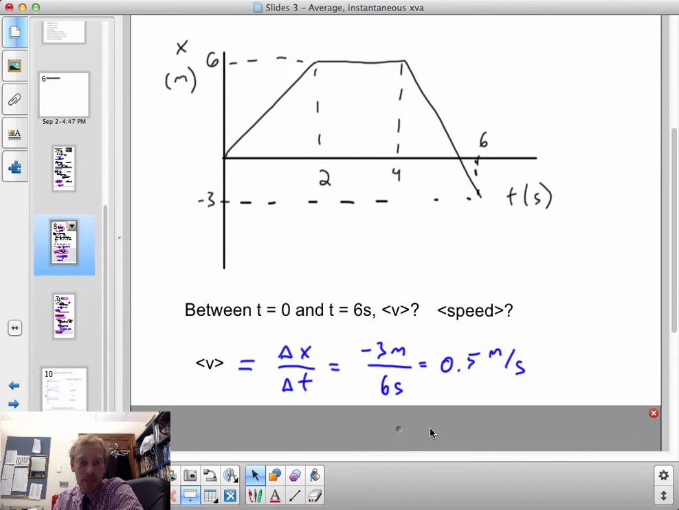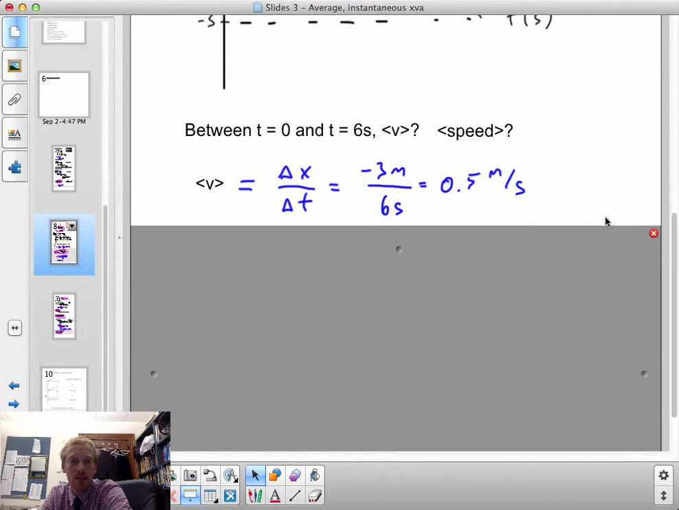Well, the average velocity, as we saw, is the displacement over the whole interval divided by the time interval. This object starts at 0 meters of position and ends at minus 3 meters of position. Its displacement is minus 3 meters, minus 3 minus 0. And that occurred over 6 seconds, so there's an average velocity of minus 0.5 meters per second.